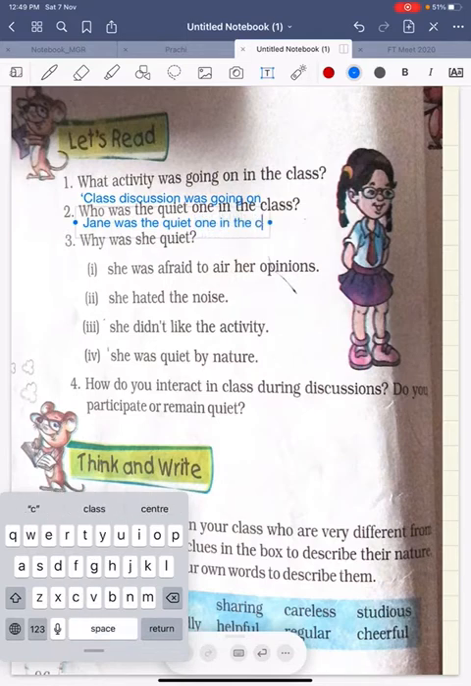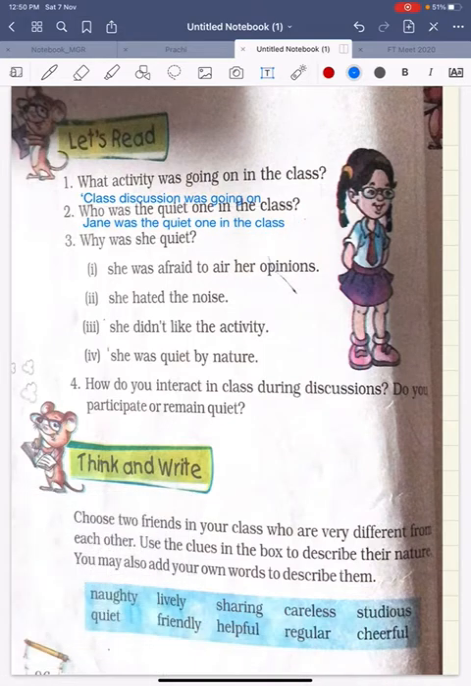Now our next question is, why was she quiet? So for this you have been given 4 options. You have to choose the right one. Why was she quiet? She was afraid to air her opinions. She hated the noise. She didn't like the activity. She was quiet by nature. So here the answer is she was quiet by nature.